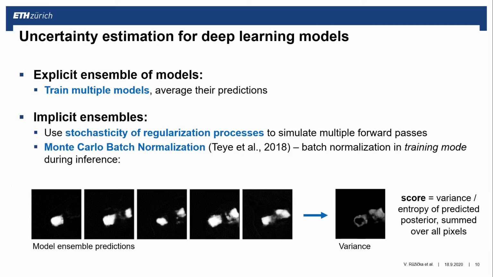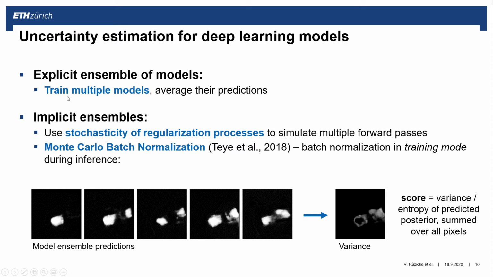For uncertainty estimation in deep learning models, we are using two paths. One of these is to use explicit ensembles of models, which basically means training multiple models, and then from each of these models, which have been trained on the same training dataset, predicting different predictions for one sample. Then, working with these predictions, we can average them and use some metrics to estimate the uncertainty.